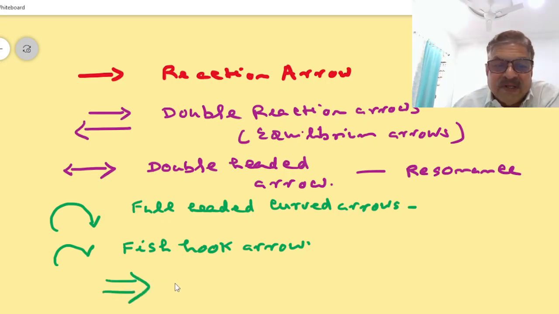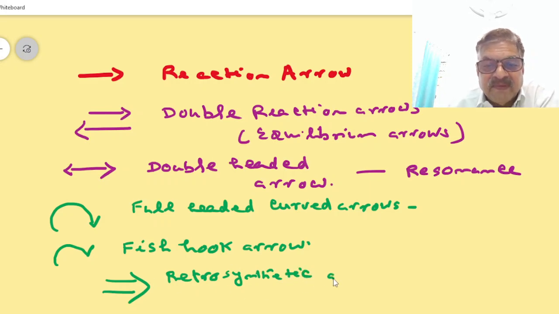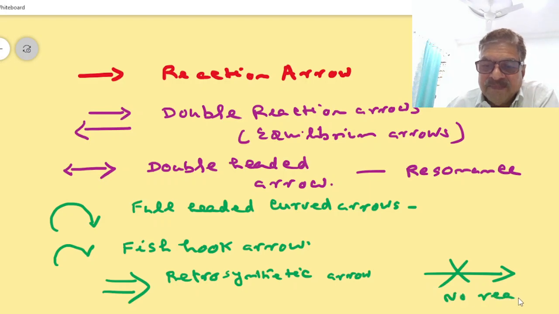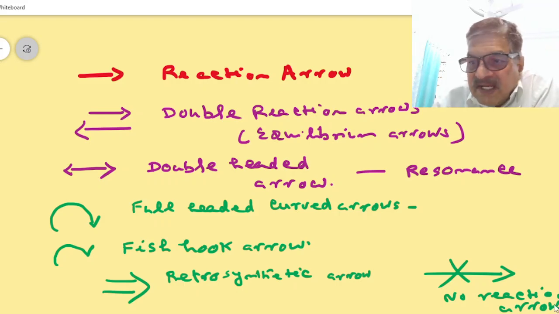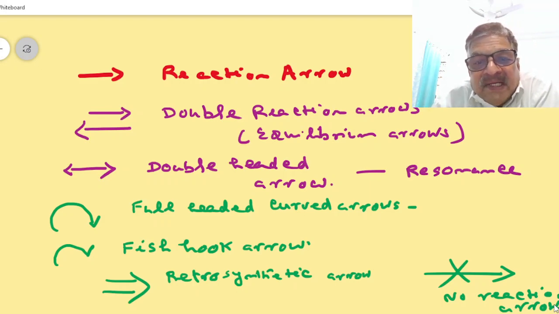We put it like this in organic chemistry. This is the retrosynthetic arrow. Retrosynthetic means starting from the products and working backwards. Then finally we have an arrow of this nature. What does it mean? No reaction arrow. These are the basic things in organic chemistry. Before we proceed to learn about organic reactions, I just wanted to give a brief introduction of the various kinds of arrows used in organic chemistry. So you should not get confused with all these arrows. Thank you very much for listening.